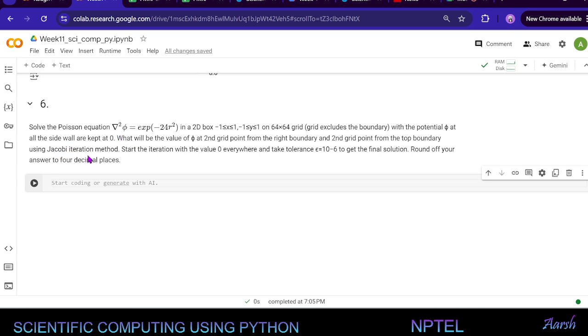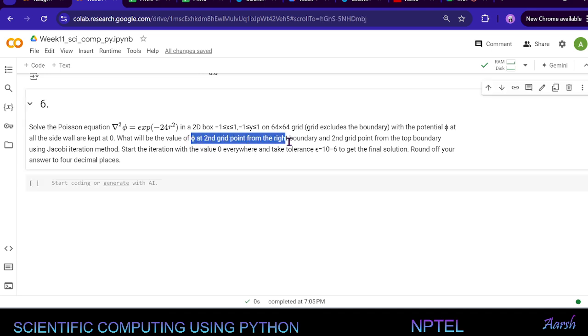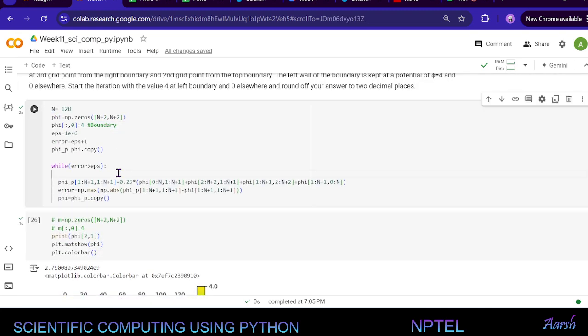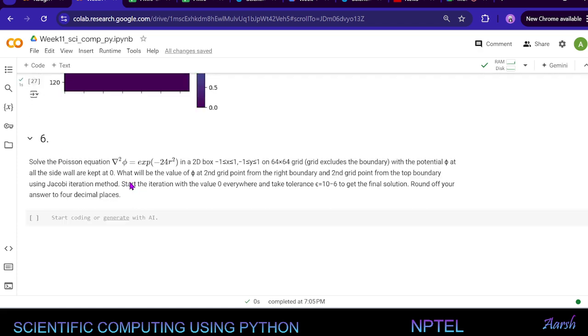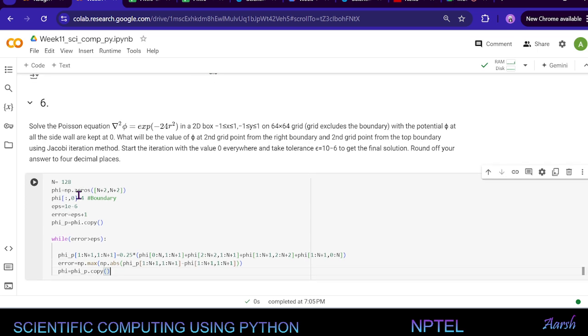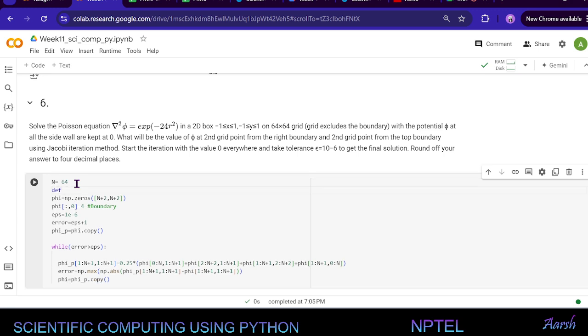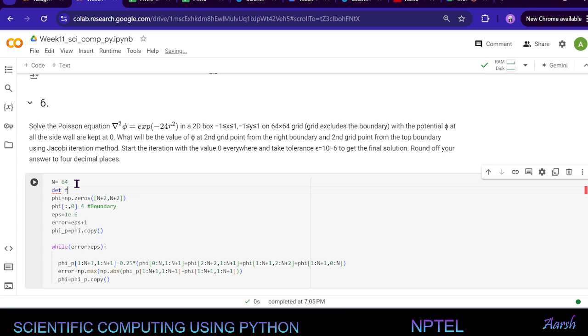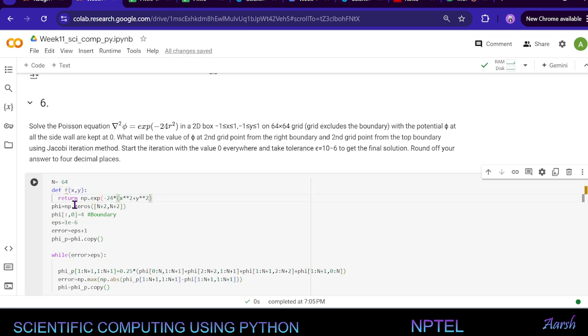Then again, we have to use Jacobi iteration and find phi at some point. I think I can copy paste this and modify just a few terms. One is that I have 64 grid points, and now I have a function on the right hand side. So let me define the function first. Define a function f of x comma y that returns np dot exponential of minus 24 times x square plus y square, since r square is x square plus y square.